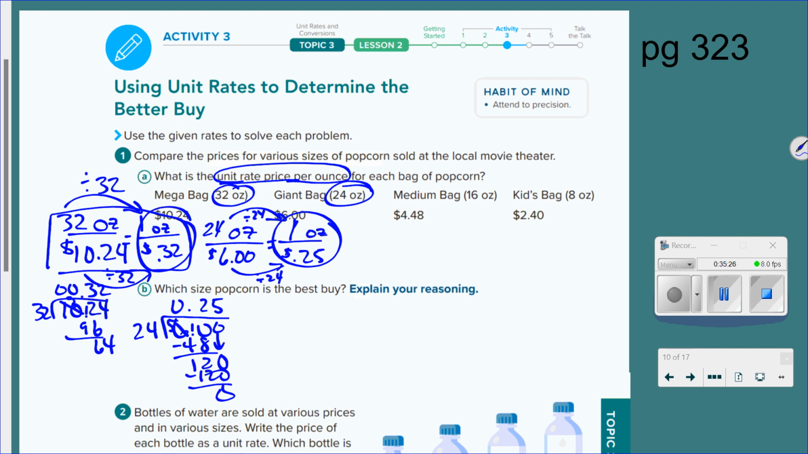That's where you have to be able to look at the problem and figure out, how do I know the better deal? Am I getting more for that dollar, or am I paying less for each ounce?